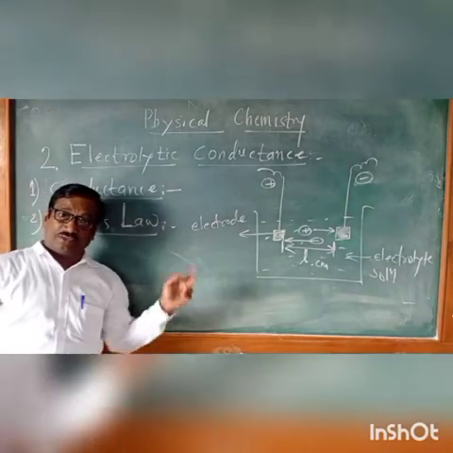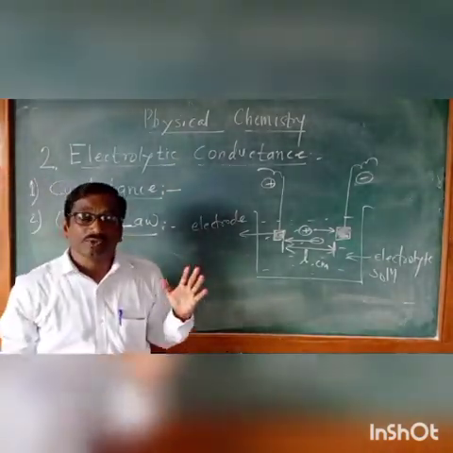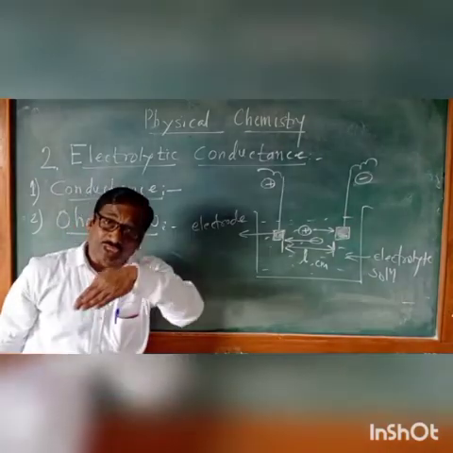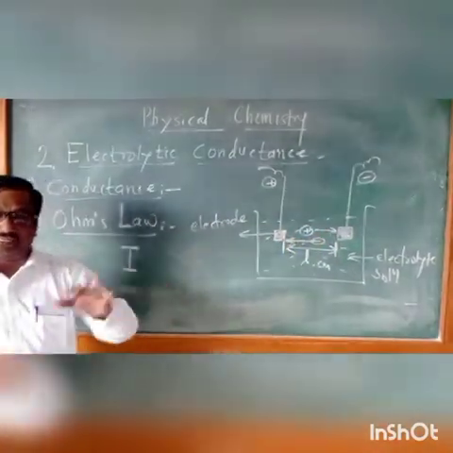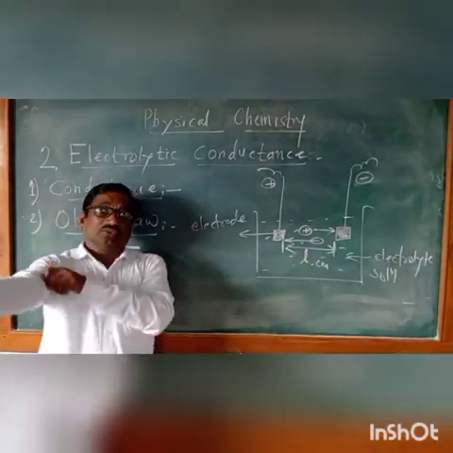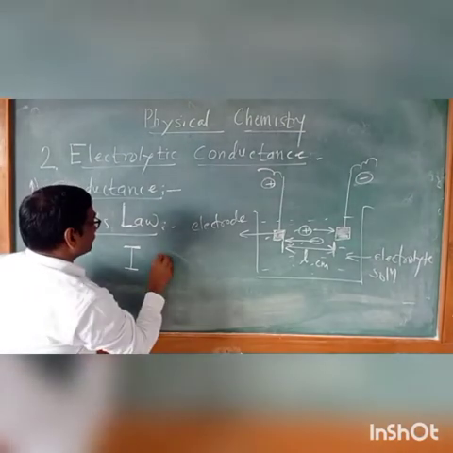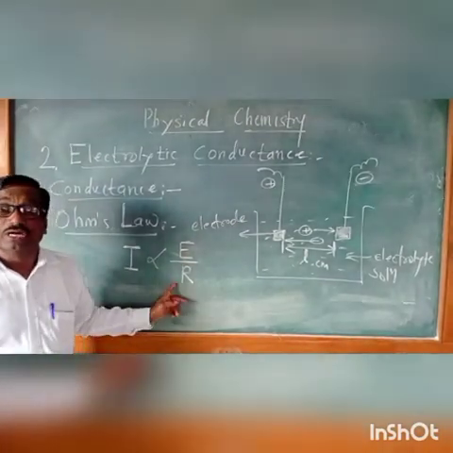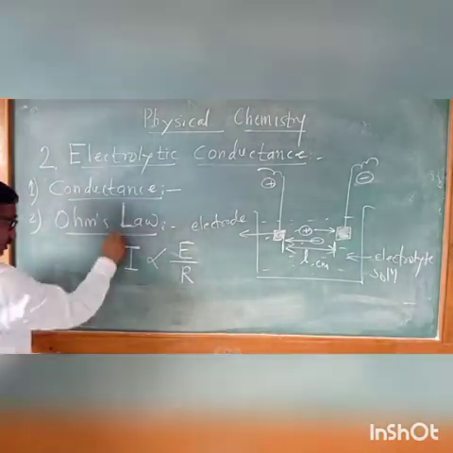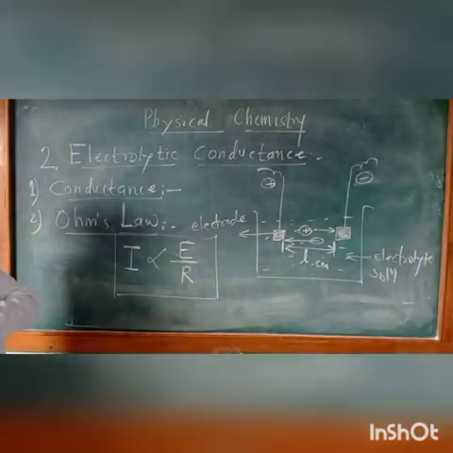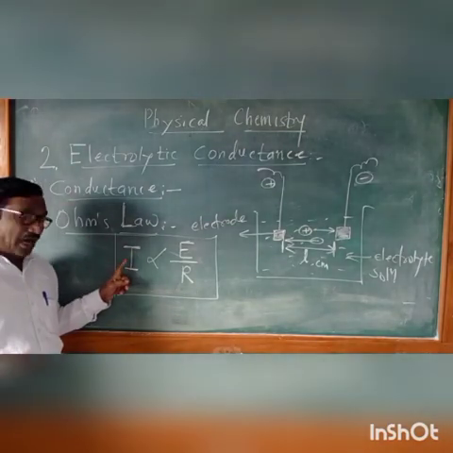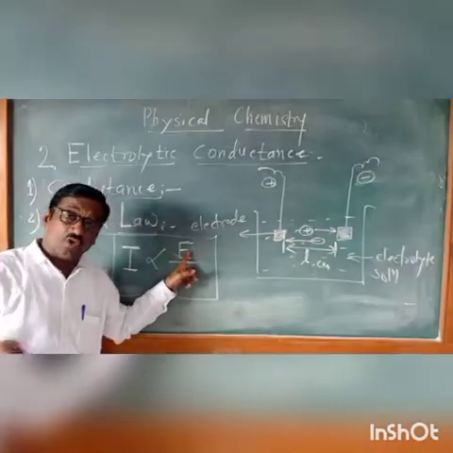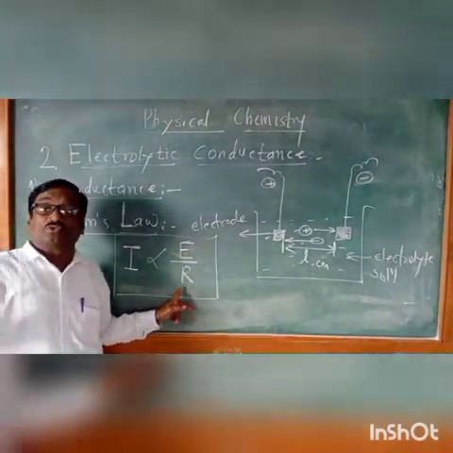This is also important for this conductometry chapter. Ohm's law is nothing but this: when the current I passes through the conductor, whether a metallic conductor or a solution conductor, an electrolytic conductor, the current I flowing through the conductor is directly proportional to the potential or EMF applied and inversely proportional to the resistance of that uniform conductor. So this is Ohm's law.